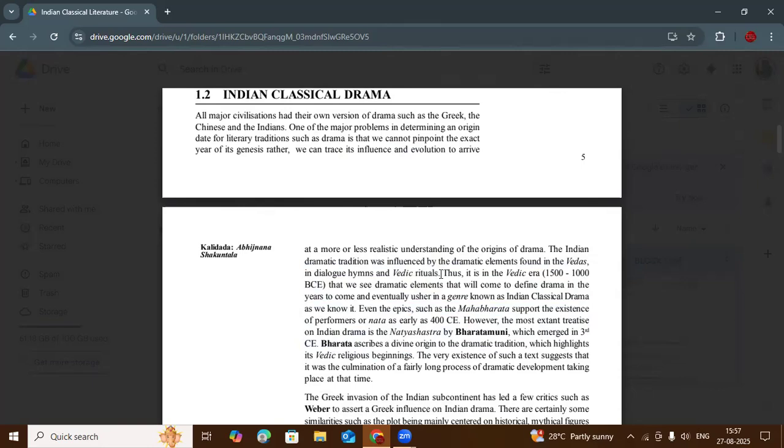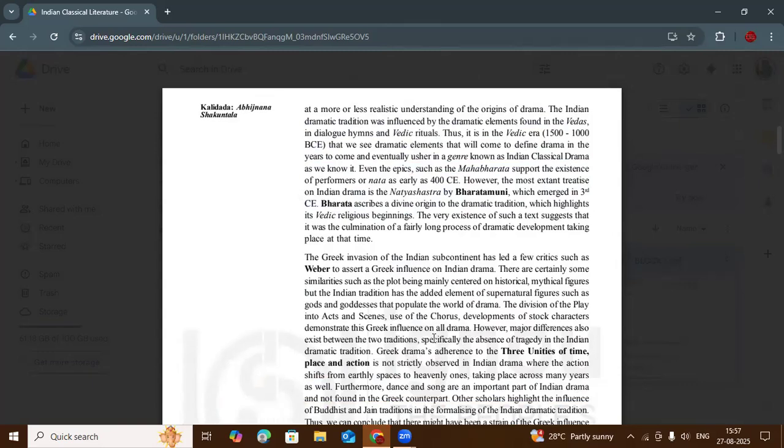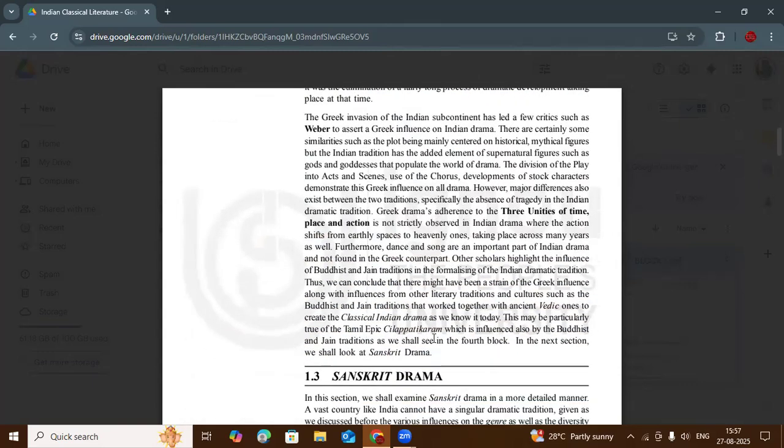Even the epics such as the Mahabharata support the existence of performers or Nata as early as 400 CE. However, the most extant treatise on Indian drama is the Natya Shastra by Bharata Muni, which emerged in the 3rd century. Bharata ascribes a divine origin to the dramatic tradition, which highlights its Vedic religious beginnings. The very existence of such a text suggests that it was the culmination of a fairly long process of dramatic development taking place at that time.